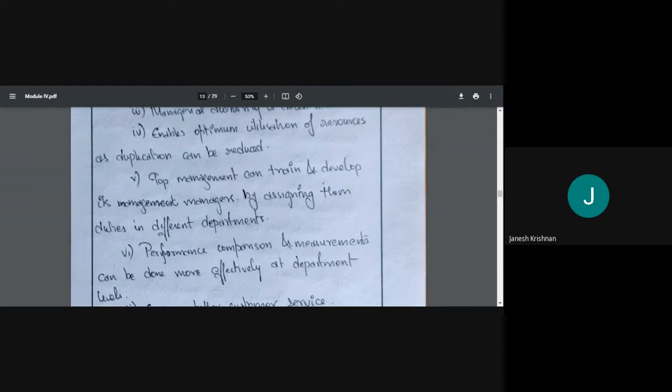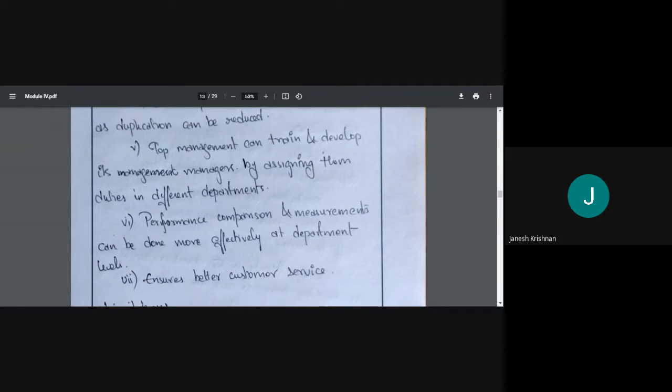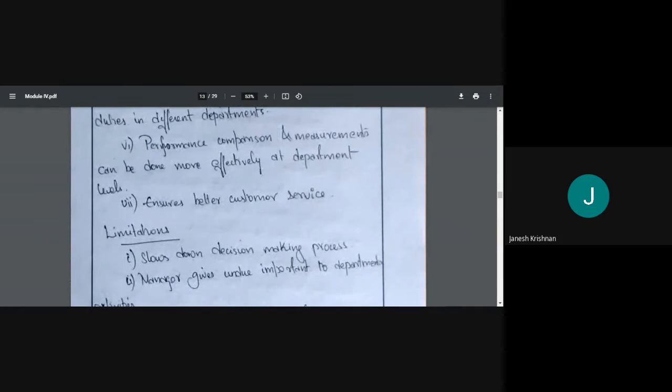Then performance comparison and measurement can be done effectively at department levels, because everyone is performing a similar job, so it can be compared easily. It ensures better customer service. Customers can be serviced in a good manner.